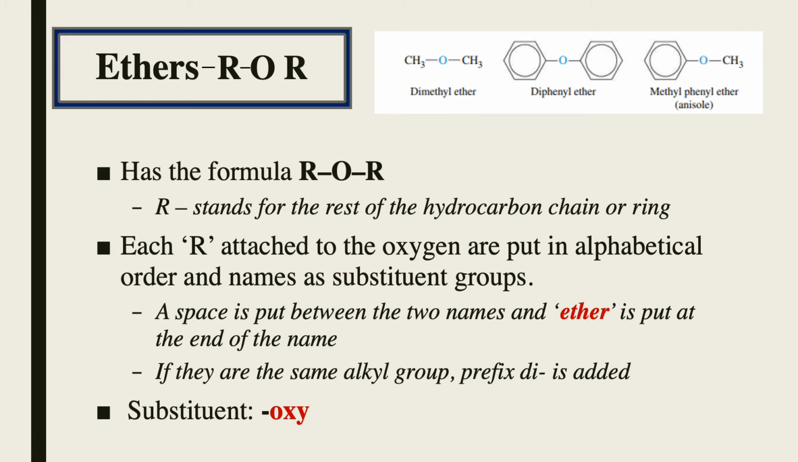Moving on to ethers, they have the formula ROR, but the R simply stands for the hydrocarbon chain or ring attached to the oxygen. So it's going to have 2 different types of groups, or it could be the same, attached to that oxygen. And to name them, there's simply a space put between the 2 names and ether put at the end. And if there are the same alkyl group, so here at the top we can see dimethyl ether, then you're going to put a di in front of that name. And as a substituent, it is named oxy as a suffix.